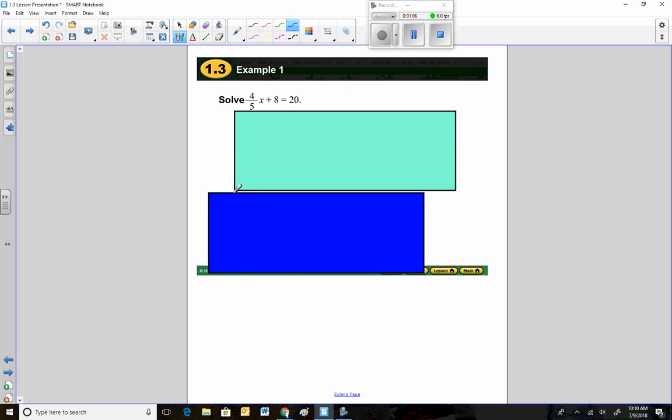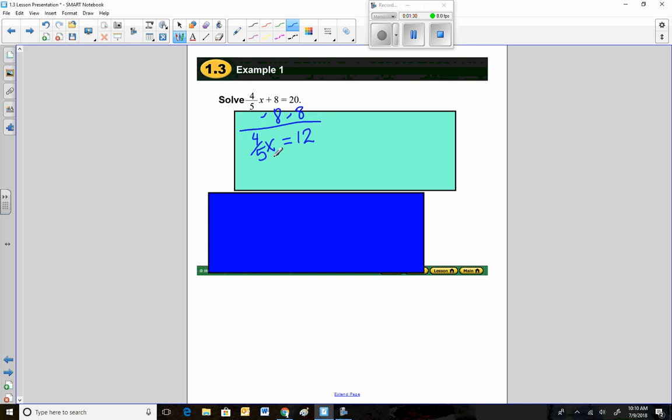Excuse me for the cough. All right, so we'll subtract 8 and subtract 8 from both sides of the equation. And now we get 4/5 x left on the left side. And plus 8 minus 8 gets you to 0. Bring down your equal sign. And 20 minus 8, of course, is 12. Now, you're left with a fraction times x.